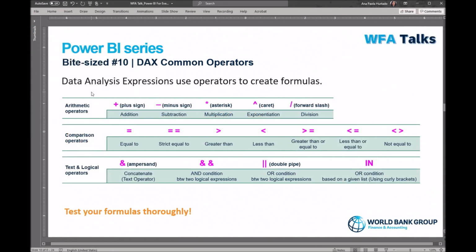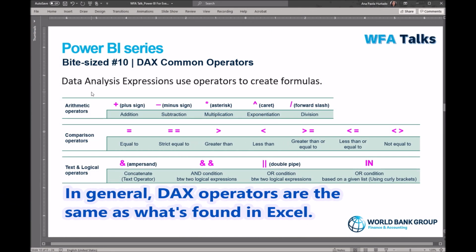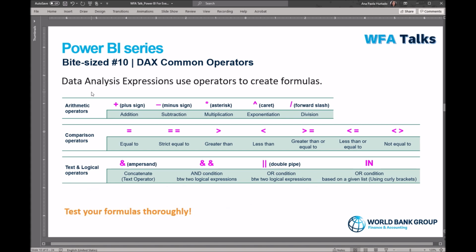Alright, data analysis expressions use operators to create formulas. Most of the DAX operators are the same as those found in Excel, so this might sound very straightforward and familiar to you. First, we start off with the arithmetic operators. Things like addition, subtraction, multiplication, exponentiation, and division.